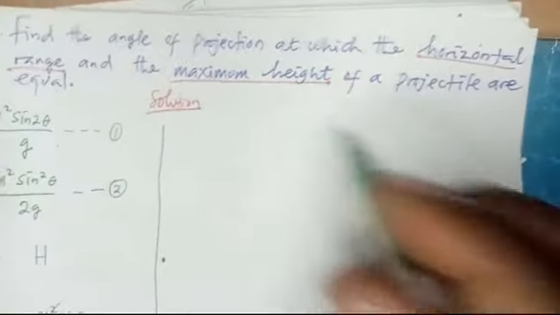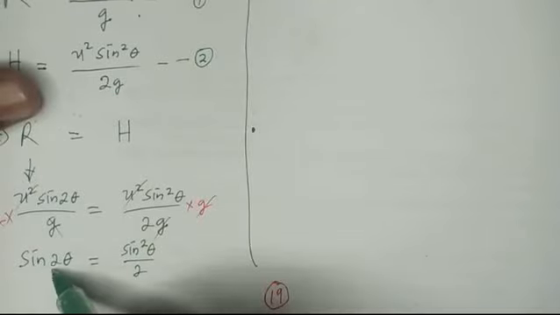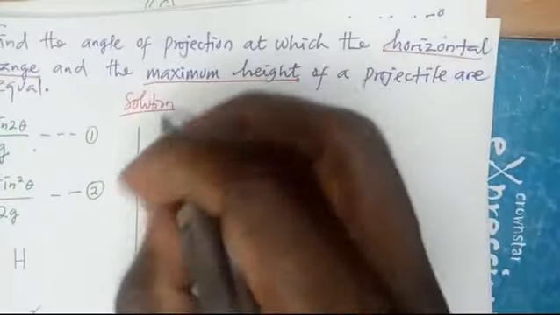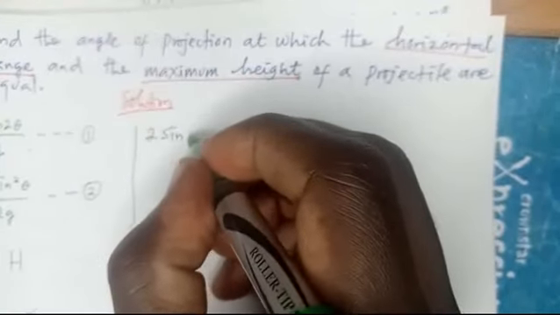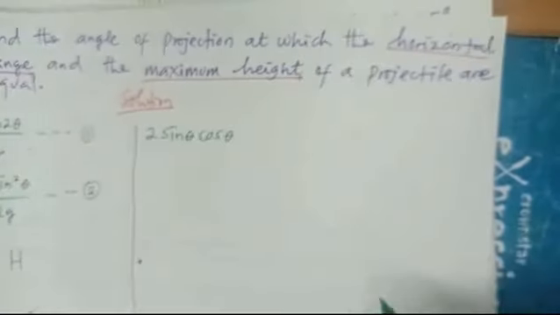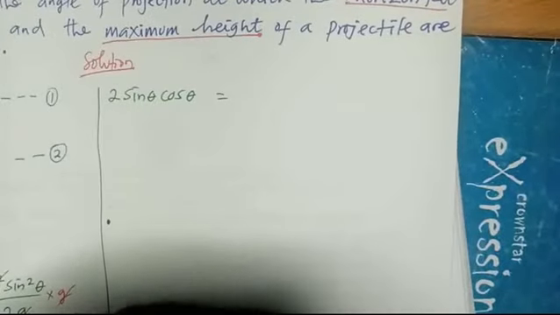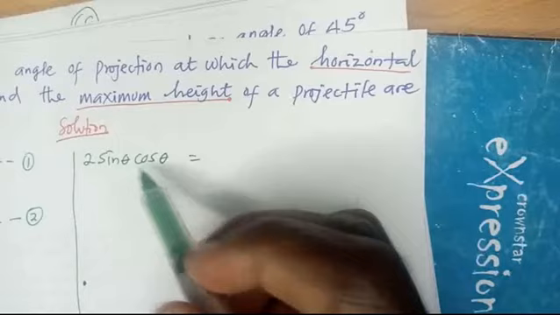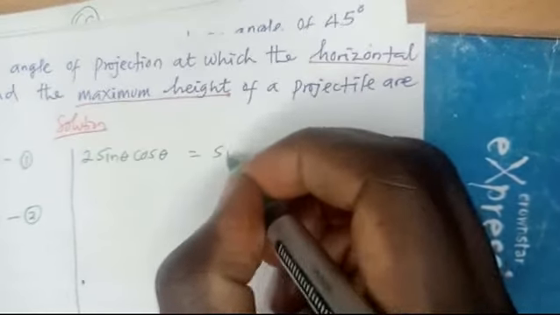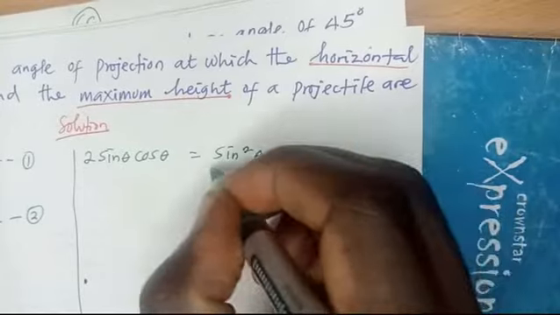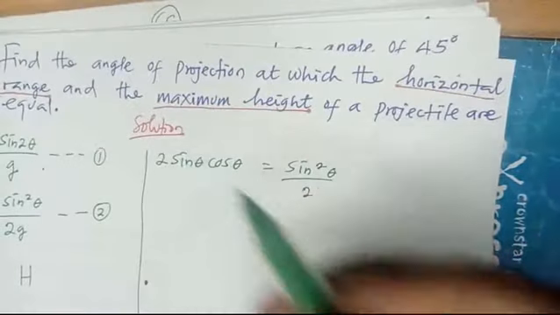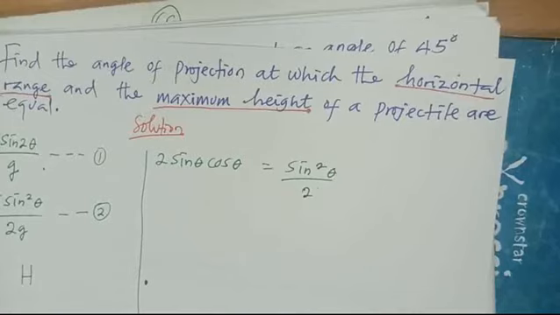Okay, moving on. How do I simplify the left hand side? This sine 2 theta that you see here has another equivalent expression, and it is 2 sine theta cos theta, from a trigonometric identity. So we split sine 2 theta into 2 sine theta cos theta, and this is equal to sine squared theta over 2. Now one may ask, how did we get this? Let me show you elsewhere.